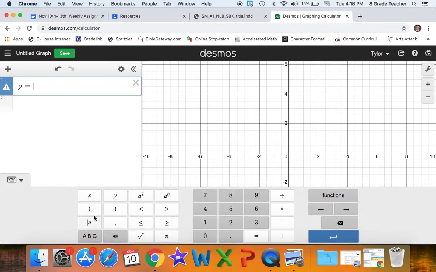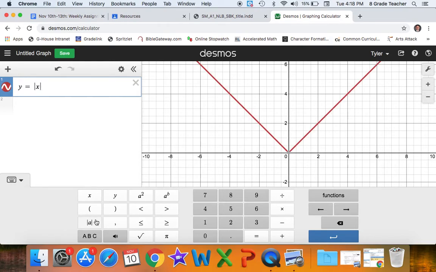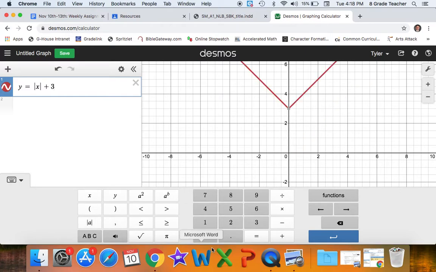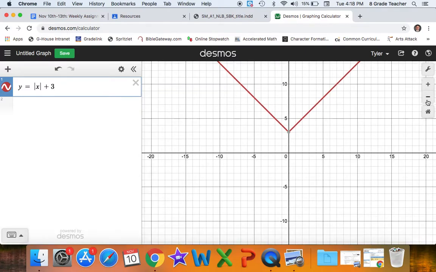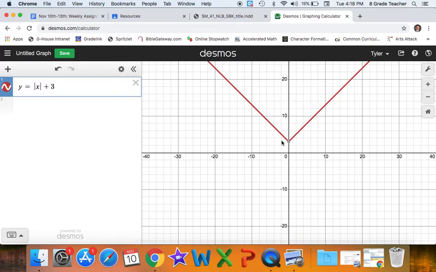Now, to get the absolute value, you can click this little keypad down here and open up the different types of functions. So you've got the different mathematical aspects that would be on your calculator. Here is the absolute value portion. Absolute value of x, and that's plus 3. We're going to look at what looks like the V, or upside down mountain in this case, that shows the absolute value.